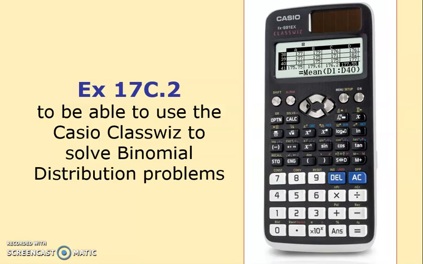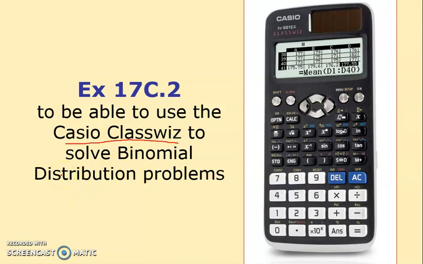Hello, exercise 17C.2. I'm going to try and squeeze the remaining questions from the last PowerPoint and the new PowerPoint all together, so we can still do this in two PowerPoints. So this is 17C.2, slightly adapted from what I originally intended to do. But you'll notice we're basically looking today at using the Classwiz to solve binomial distribution problems.